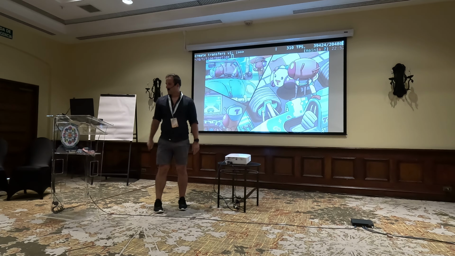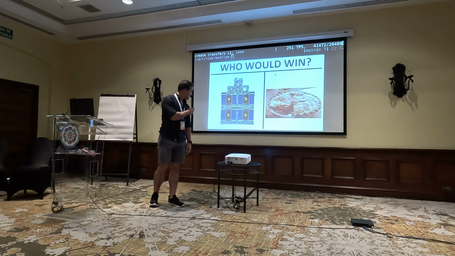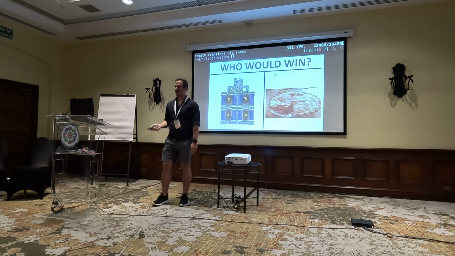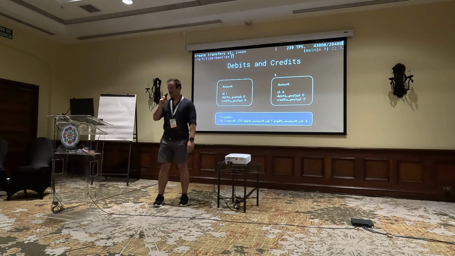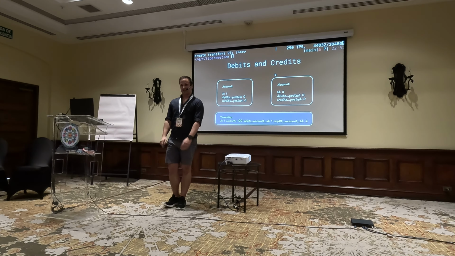But I'm also here to answer one very important question. Who would win? A 10 nanometer processor with a TDP of around 300 watts, or Raspberry Pi? Before I get on to that, let me just give a sort of refresher on some of the details of Tiger Beetle.